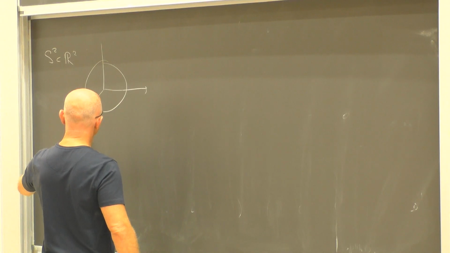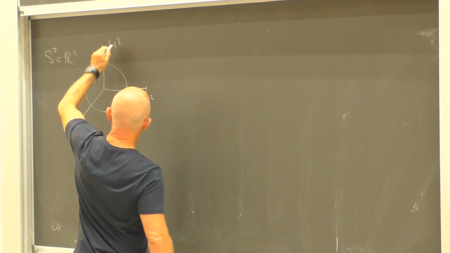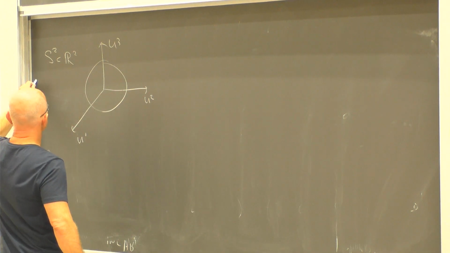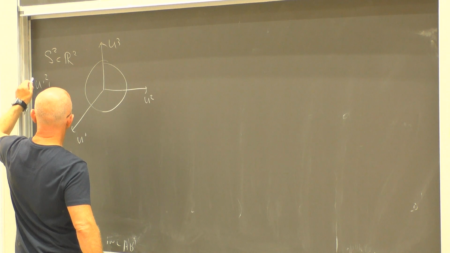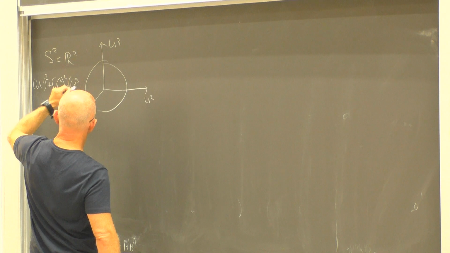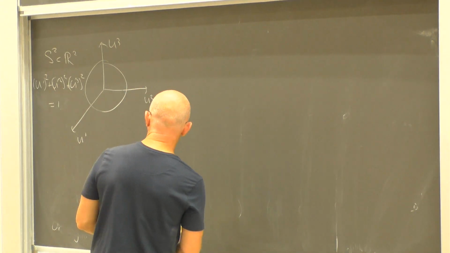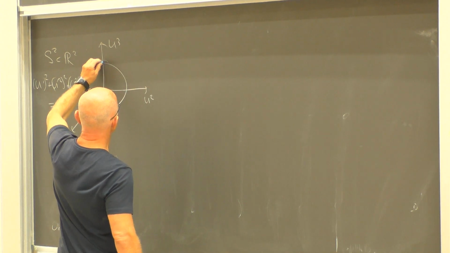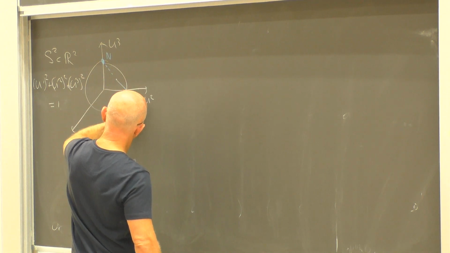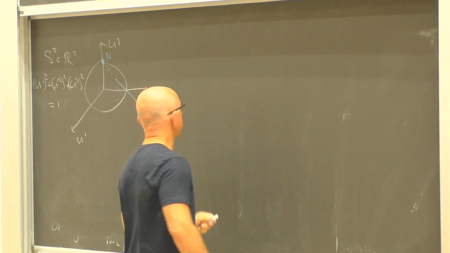let's say that U1, U2, and U3 are the coordinates in this R3, and the sphere is given by U1 squared plus U2 squared plus U3 squared equals 1. Then we can stereographically project this sphere onto a plane from either the North Pole or from the South Pole. Let's do it from the North Pole first.